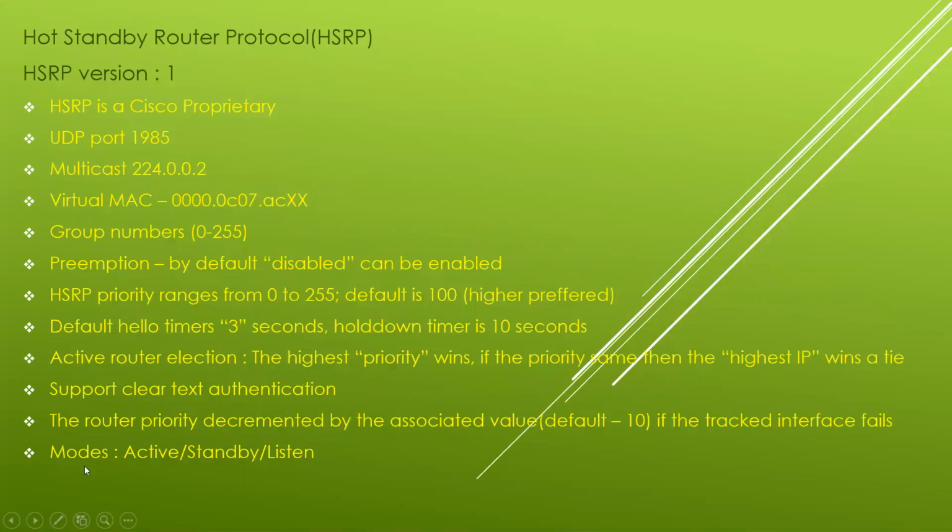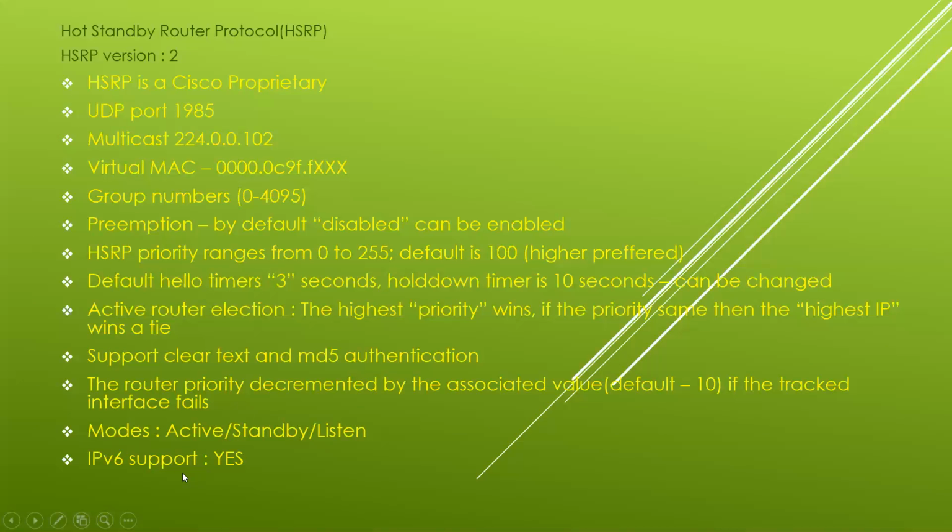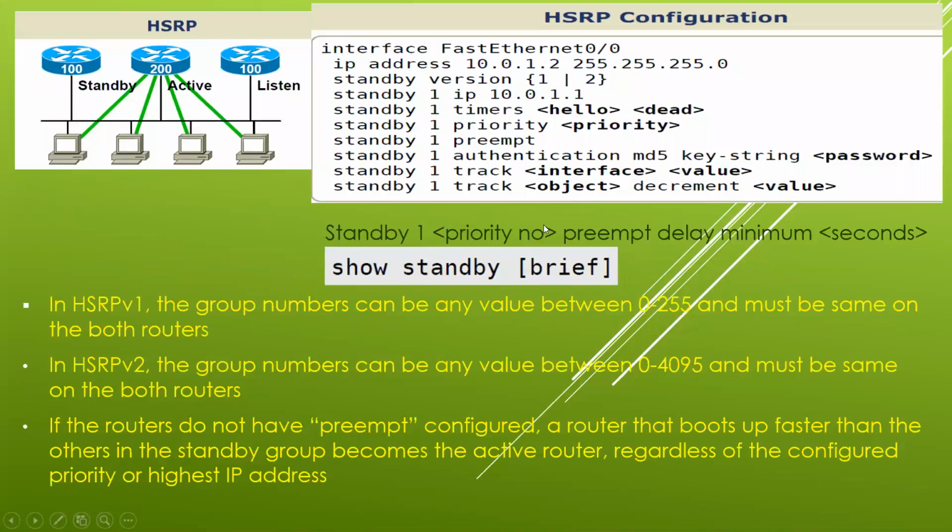Okay, so HSRP version 2 supports IP version 6. Now let's go with the configuration of HSRP, and this will help you to better understand.